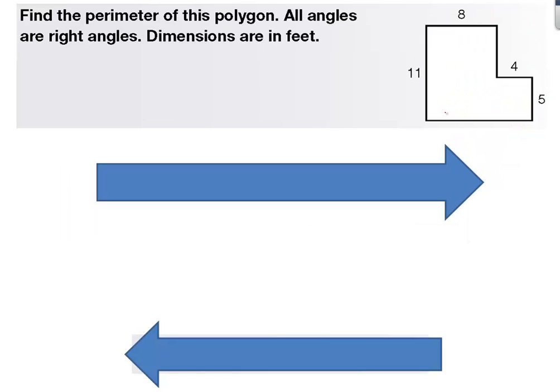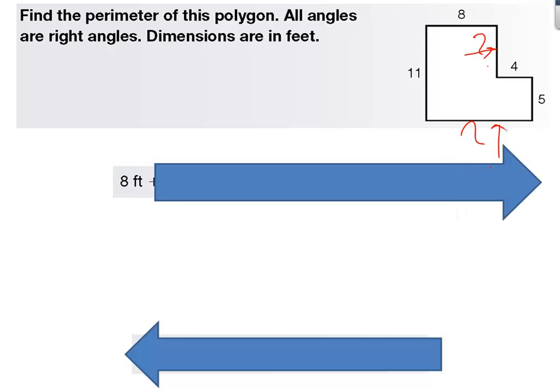Find the perimeter around this polygon. All angles are right angles, meaning that there's nothing tricky. They're all straight, and dimensions are in feet. See if you can do this one on your own. See if you can find the missing length down here, and also I'll give you a clue. There's one right here also, right? See if you can find those two missing ones. See if you can figure out the perimeter around this.